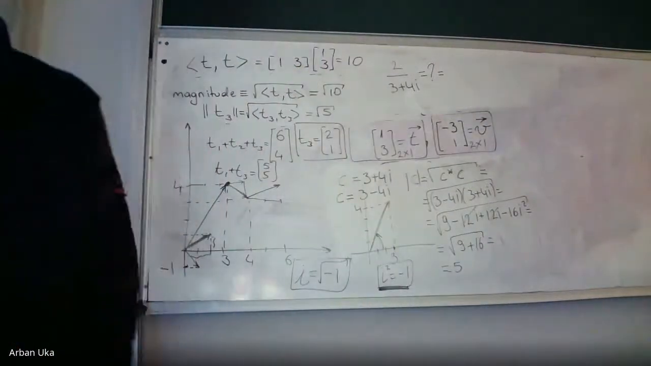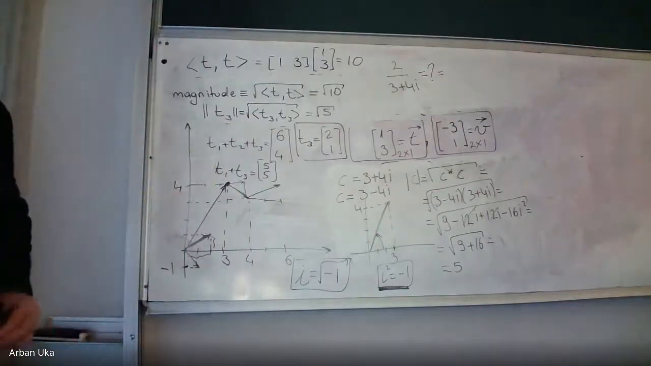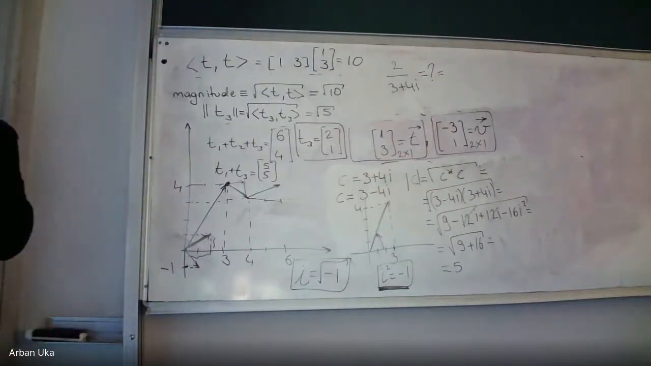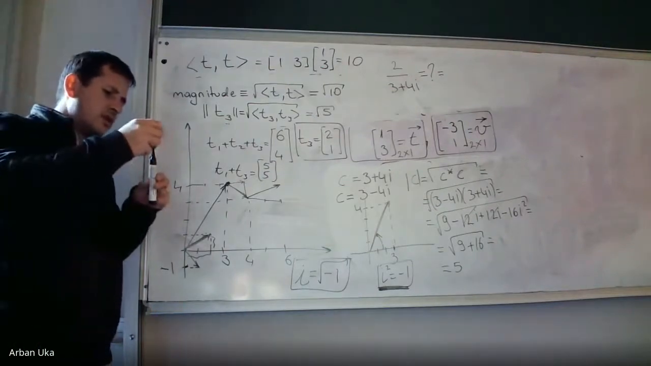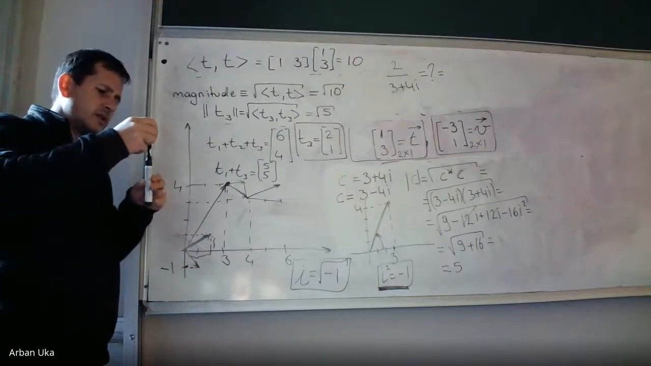I mean, this division, which is up there, is not defined, because we cannot divide with a complex number. So what do we do in this case? We just multiply by the complex conjugate, in both the denominator and the numerator.